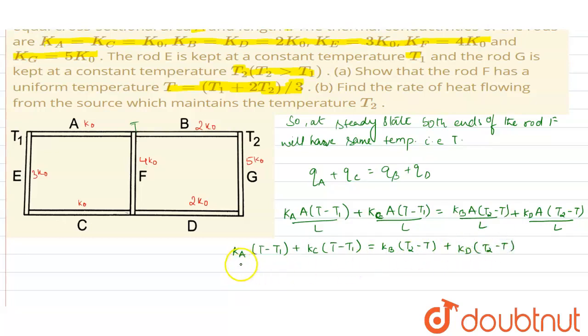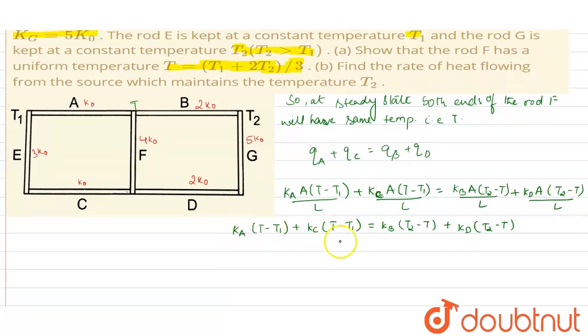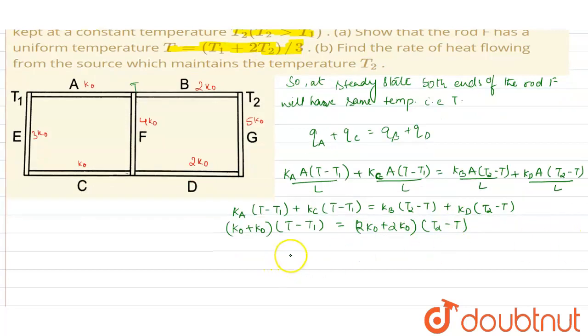Correct. Now the thermal conductivity of A, C, B and rod D is given in the question. Putting the values, what we get is K naught plus K naught into T minus T1 will be equal to 2 times K naught plus 2 times K naught into T2 minus T. Correct. From here what we get is T minus T1 will be equal to 2 times T2 minus T.